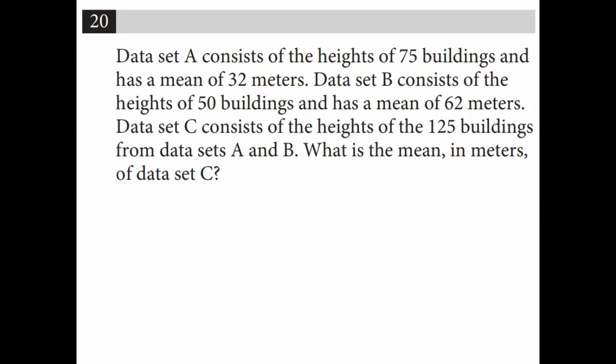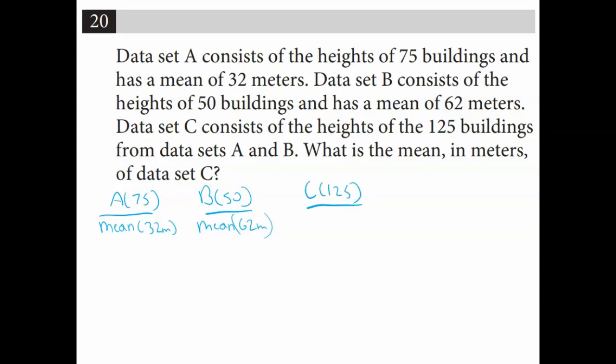Dataset A consists of the heights of 75 buildings and has a mean of 32 meters. So let me draw that. So if it's dataset A and it has heights of 75 buildings and a mean of 32 meters. And we know dataset B consists of heights of 50 buildings. Okay, so B is made up of 50 buildings and it has a mean of 62 meters. All right, cool. And now we have dataset C, that is a height of 125 buildings, and it has a mean of 125 buildings from dataset A and B. Okay, so it's A and B added. What is the mean in meters of dataset C?